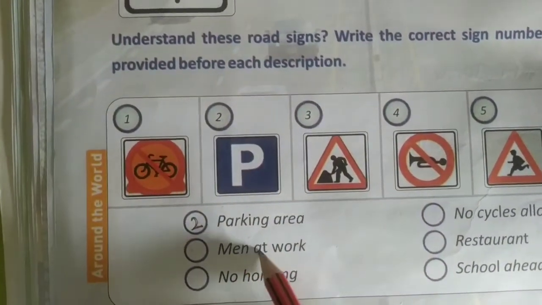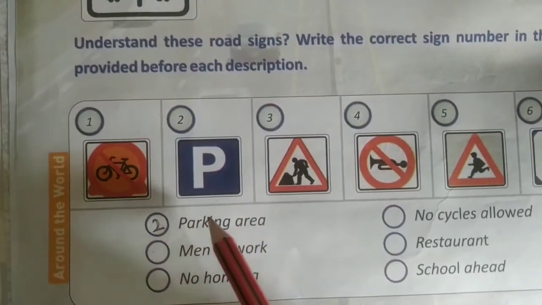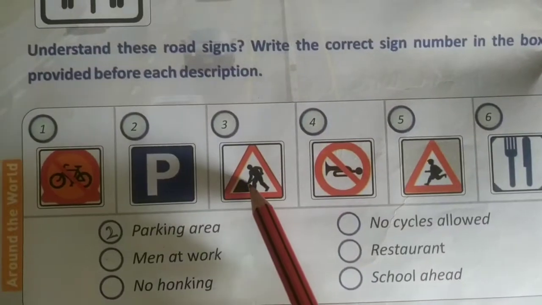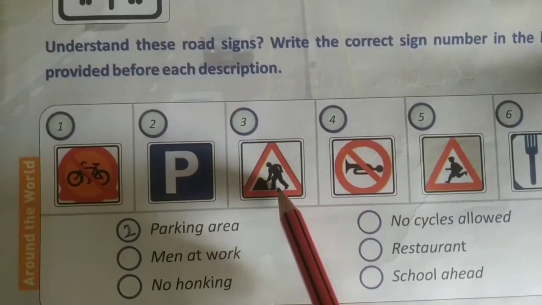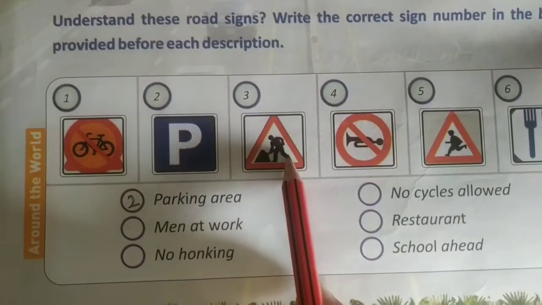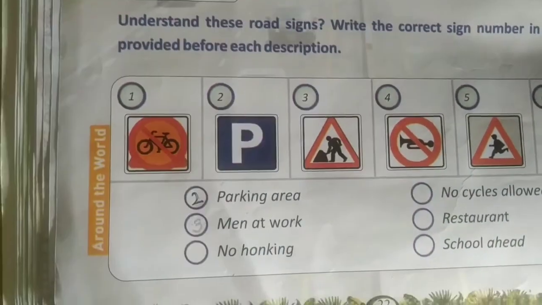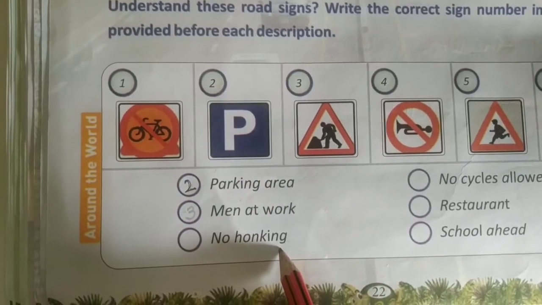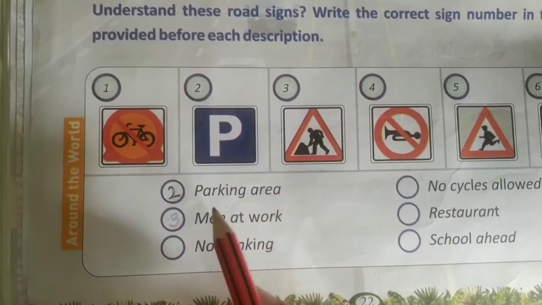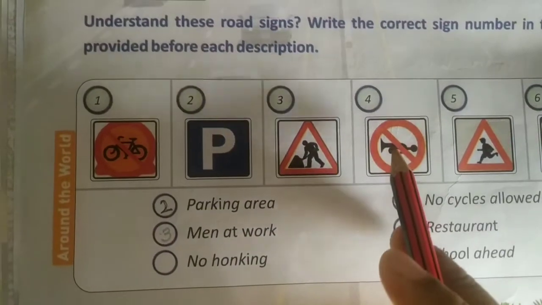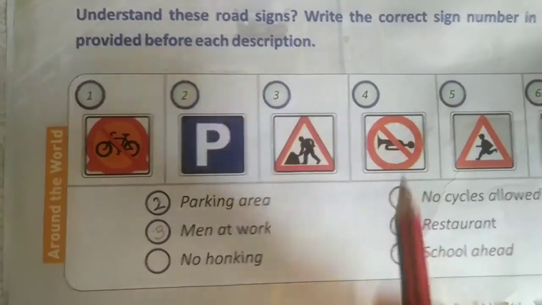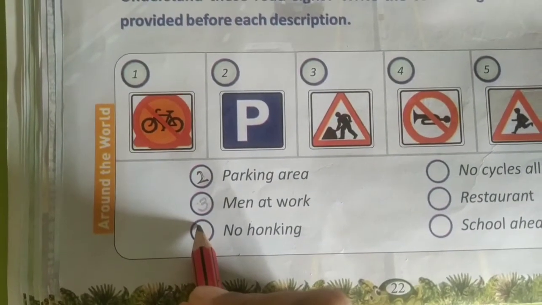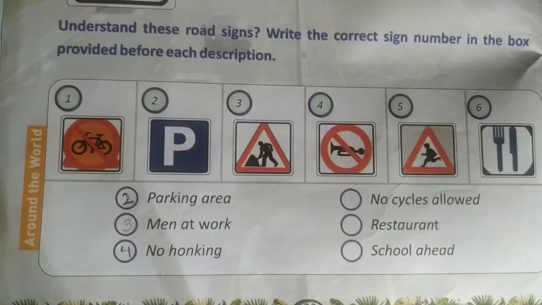Next is men at work. By the words men at work, you can find out. Number 3, the man is working here, right? So the signs are so simple that you can easily understand. Next is no honking. Very simple. Which symbol, which sign? Number 4. That means no noise. Especially near hospitals or schools, you will see this sign.